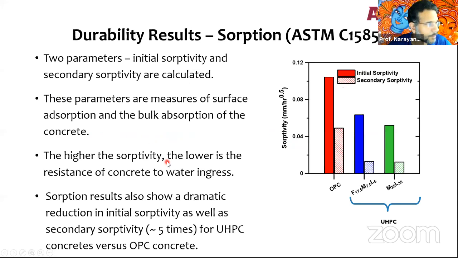Sorption, if you want to look at moisture water absorption, same idea. Porosity and pore size are much lower. You can see the secondary sorptivity, which is a long-term sorption, long-term water absorption. That value also is much, much lower. The initial values are high because that's a surface effect of how you have cut and treated the surface. But the secondary sorptivity values are much lower.